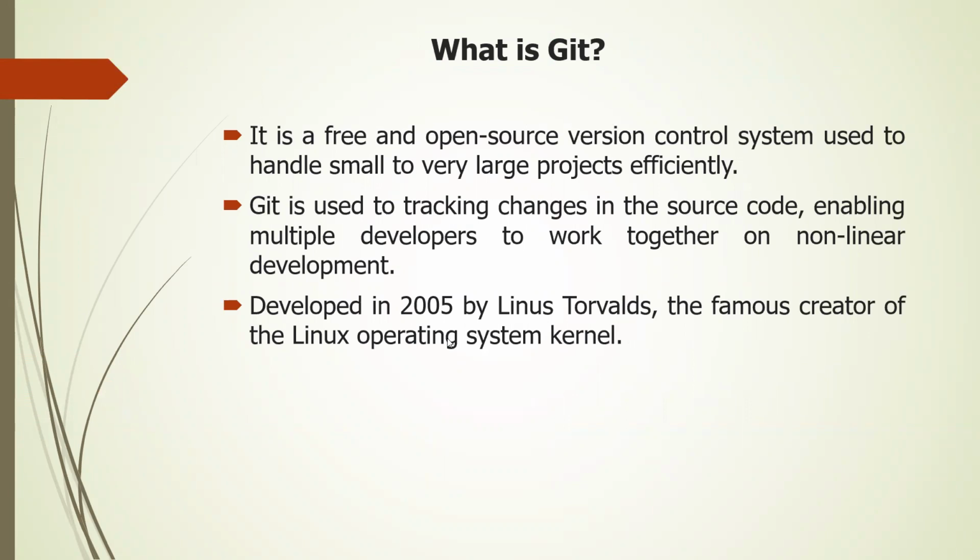This Git is used to track changes in the source code, enabling multiple developers to work together on non-linear development. It was developed in 2005 by Linus Torvalds, who is the famous creator of the Linux operating system kernel. Git allows multiple people to work together on the same source code in their different environments.